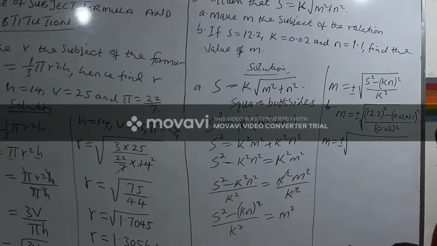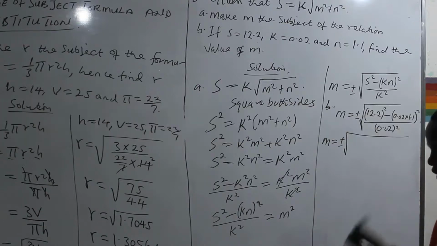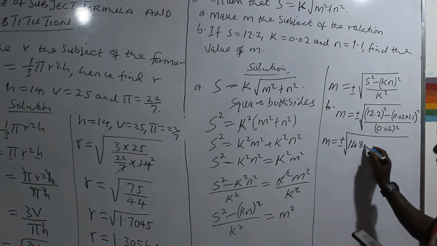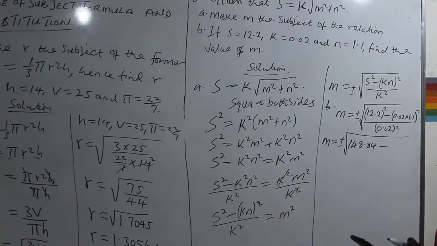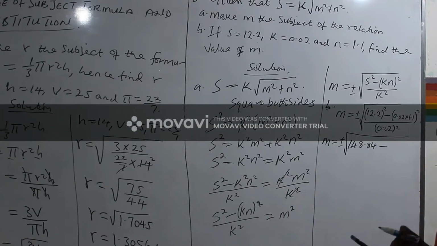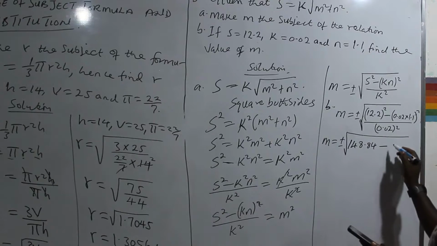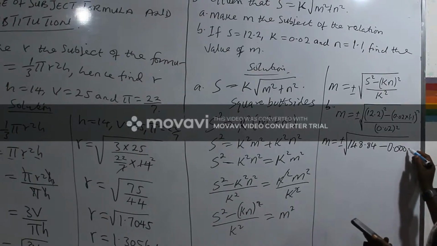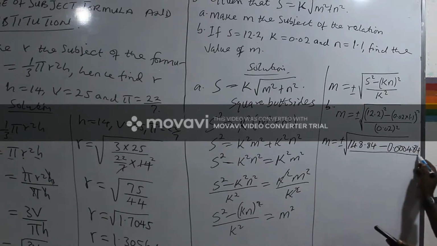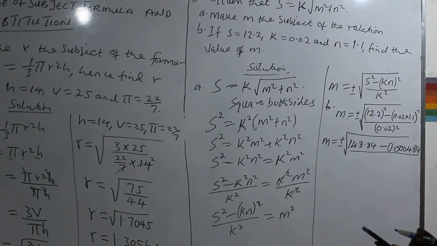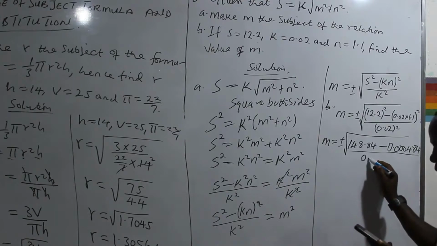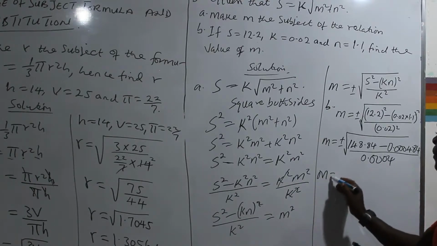What is 12.2 squared? Of course, if you are right, you will have 148.84 minus 0.02 times 1.1. You have your answer. Then you square it. So we are going to have, and do that correctly, you get 0.000484. Then everything divided by 0.02 squared. Okay? So we have 0.0004. So that our M is plus or minus.